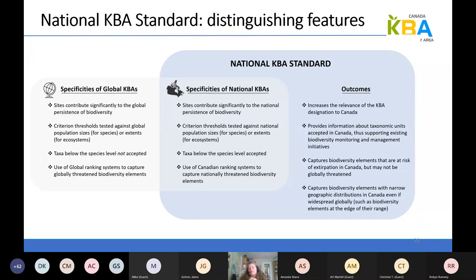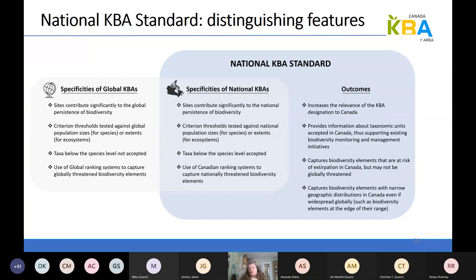So we also have the NatureServe global ranking system, and that has been able to assess more species than COSEWIC has been able to, or the IUCN Red List, and recognizes more species as being at risk, particularly ones at the national scale. So the ranking systems can be used with national KBAs, and they can't necessarily with global KBAs. And so that's another use of the KBA standard, because we can honor those ranking systems that have been able to do more of the work in terms of assessing more of the breadth of Canadian biodiversity than the IUCN or COSEWIC processes alone, which are much more involved.